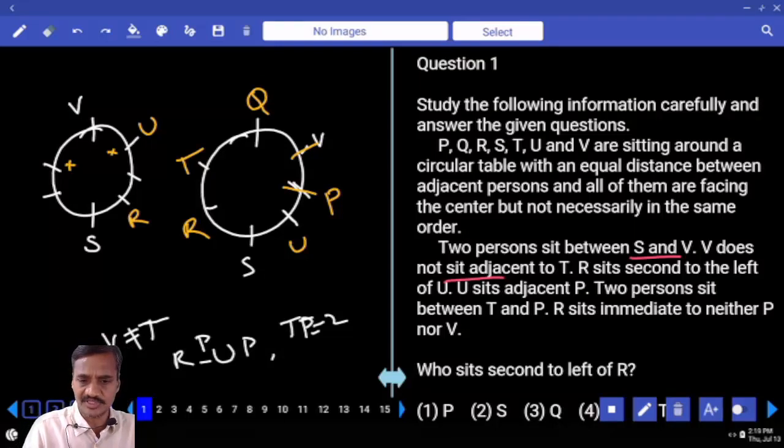And V, then what is? And V and P are not adjacent. And V does not sit adjacent. Now this R sits neither adjacent to P nor to V. R is not adjacent to P and V.